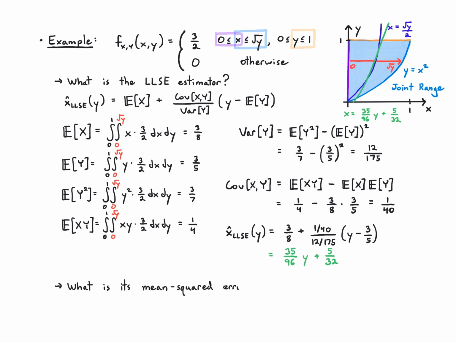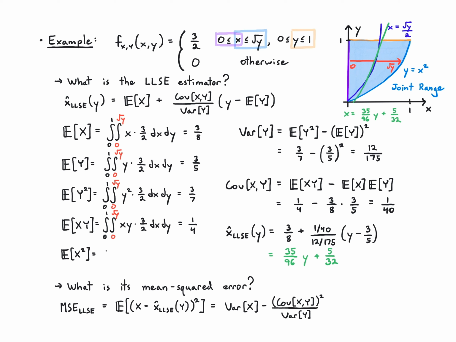I have to go through and use that formula that I gave you. You could write the integral down from scratch, but it's easier to just reuse some of these computations that we had. We remember that the MMSE for the linear least squares error estimator is the variance of x minus the covariance of xy squared over the variance of y. So the only thing I need to do is figure out the variance of x, for which I need its second moment. I'm just going to add one more integral here with x squared, 3/2 dx dy, ranging from 0 to 1 and 0 to root y. That's going to be a fifth. Now I can plug all of this in.